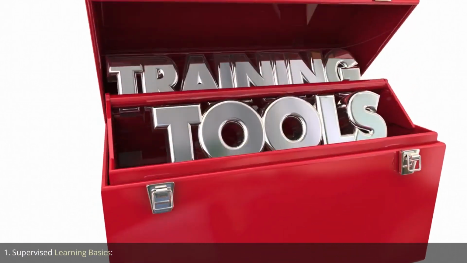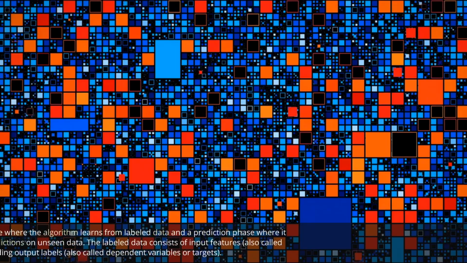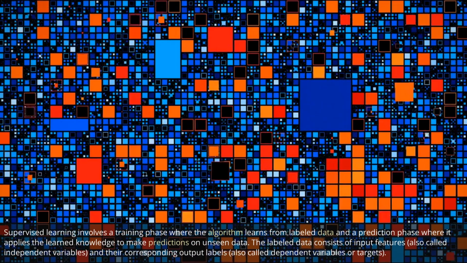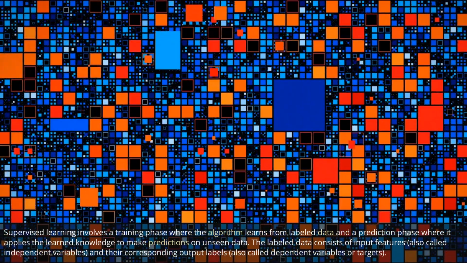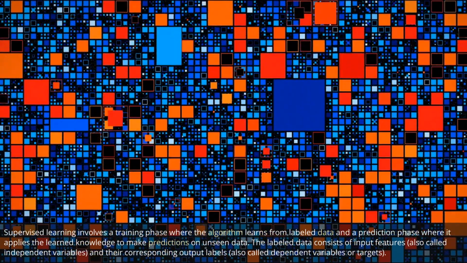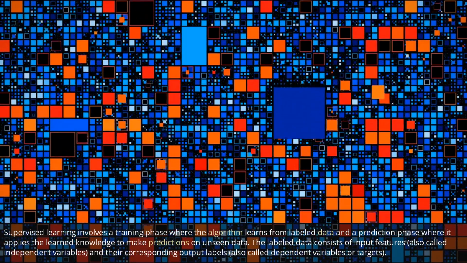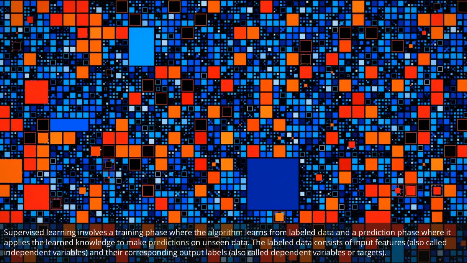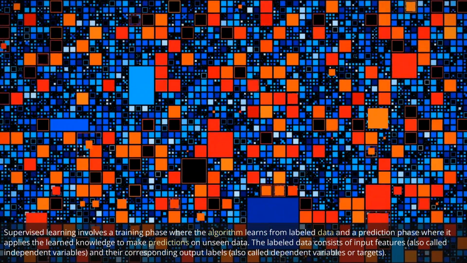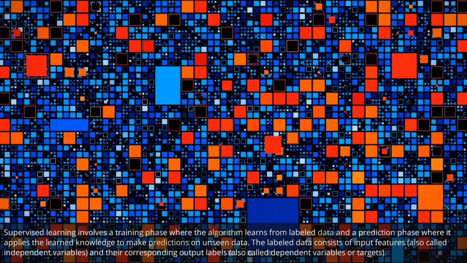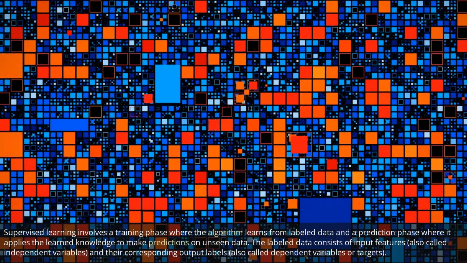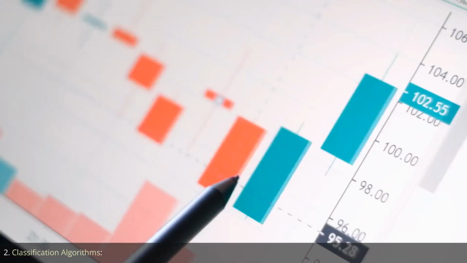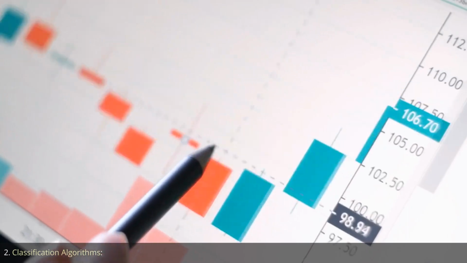1. Supervised learning basics. Supervised learning involves a training phase where the algorithm learns from labeled data and a prediction phase where it applies the learned knowledge to make predictions on unseen data. The labeled data consists of input features, also called independent variables, and their corresponding output labels, also called dependent variables or targets.